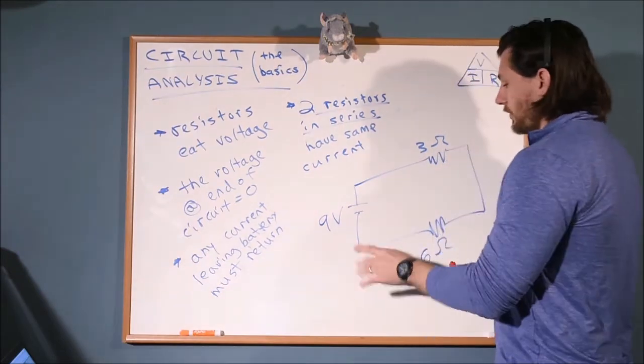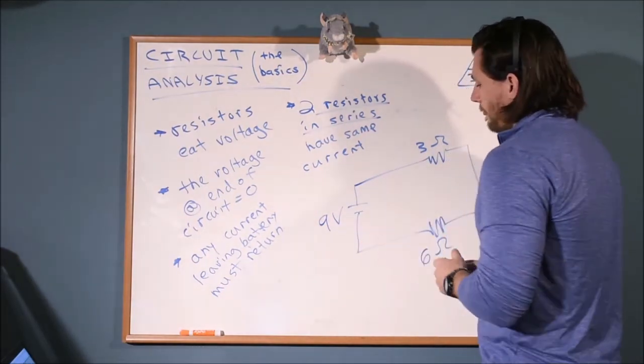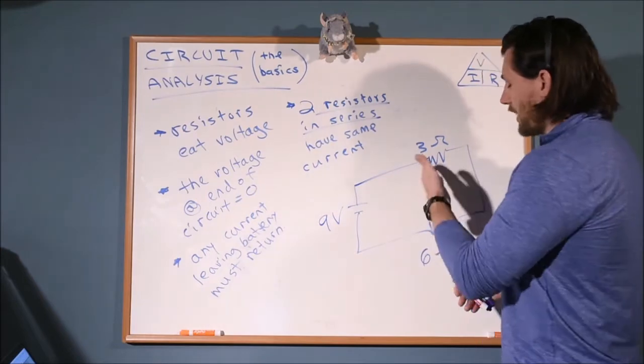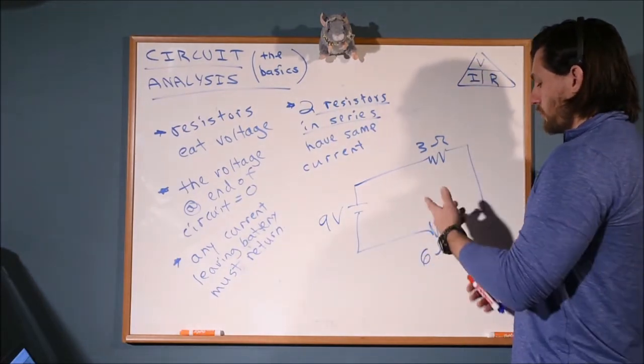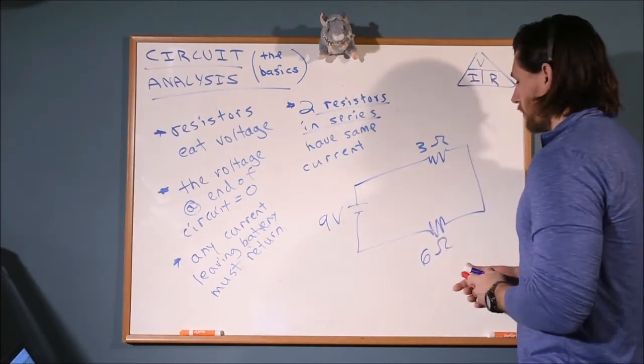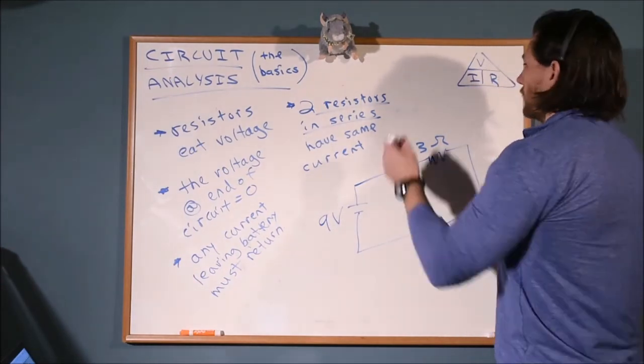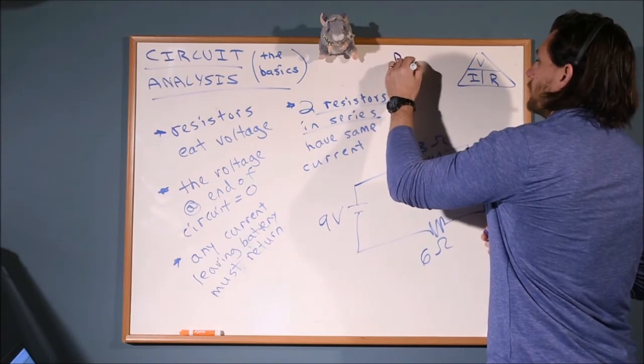Which is to say, the first thing you've got to do when you figure out how much current is leaving the battery is figure out the total resistance. These two are in series, so the total resistance here, I'll write it up, I guess we're going to do purple, R_EQ.